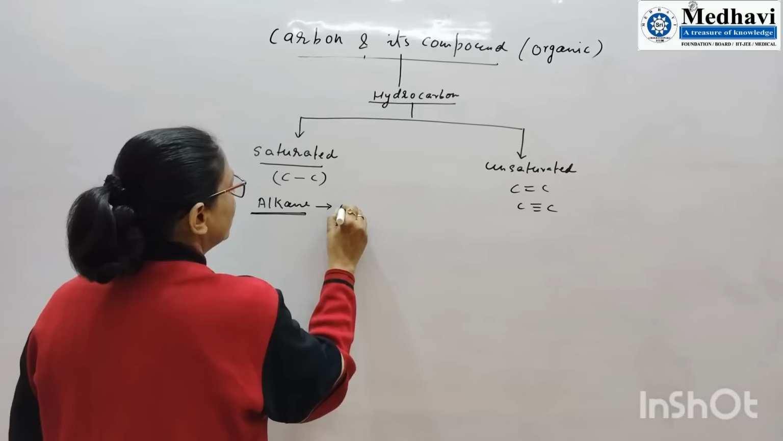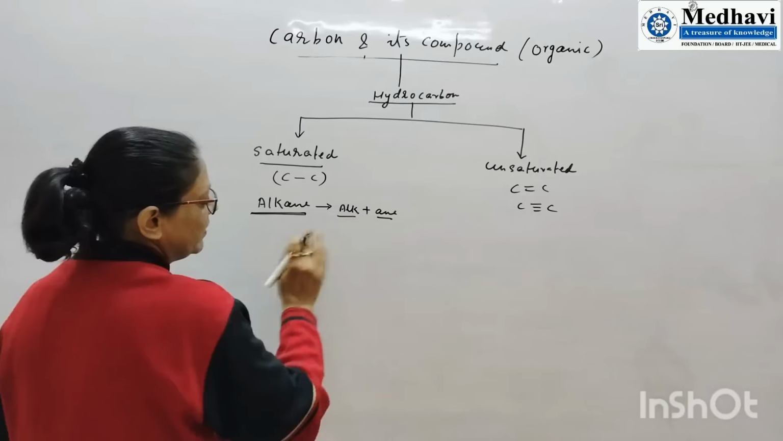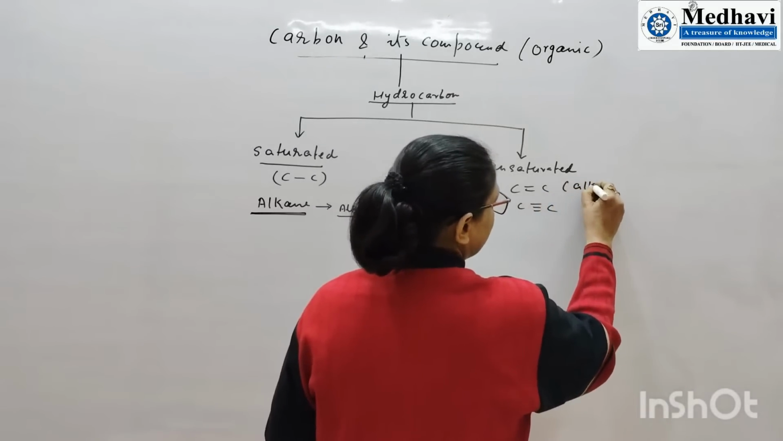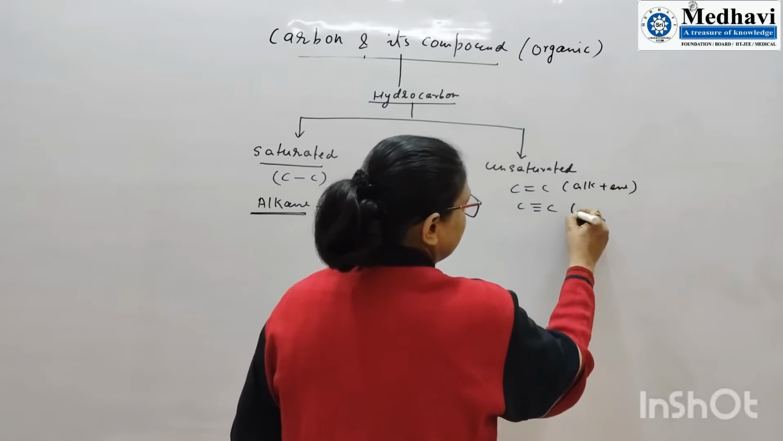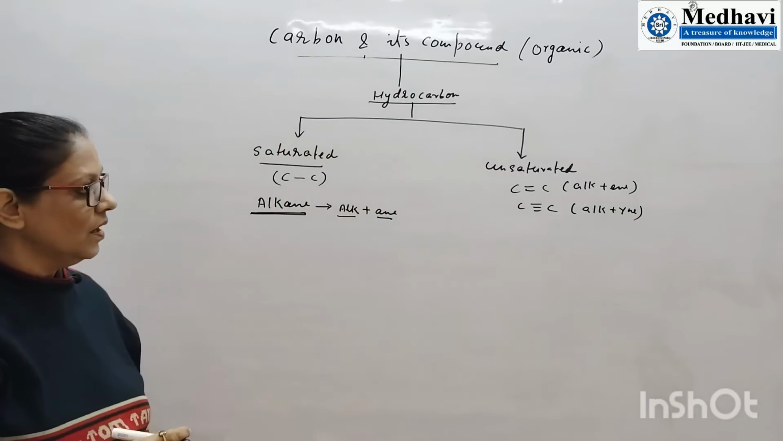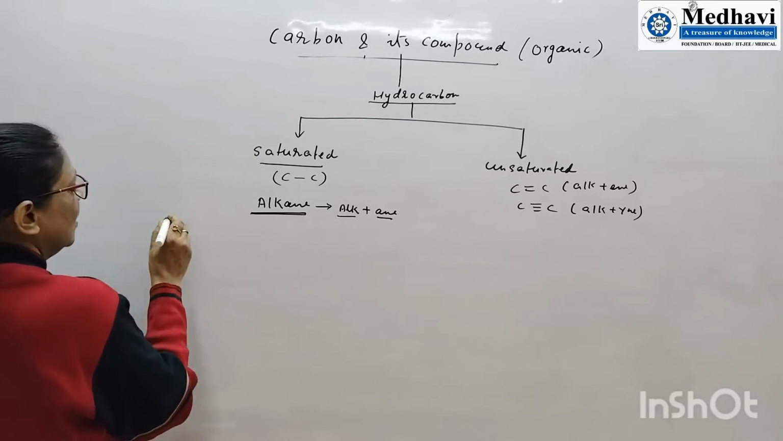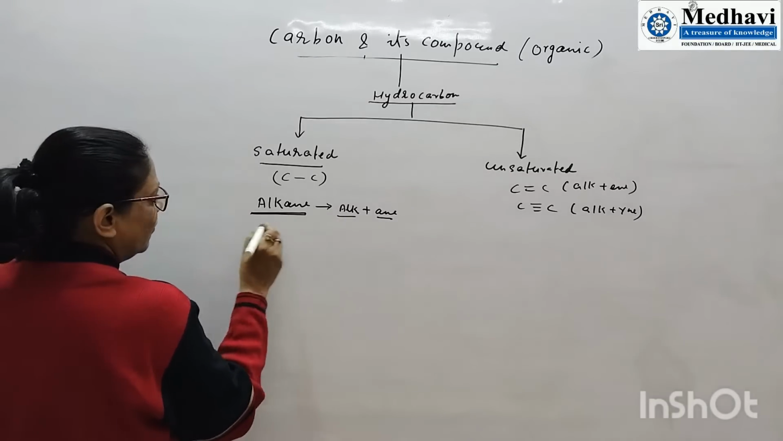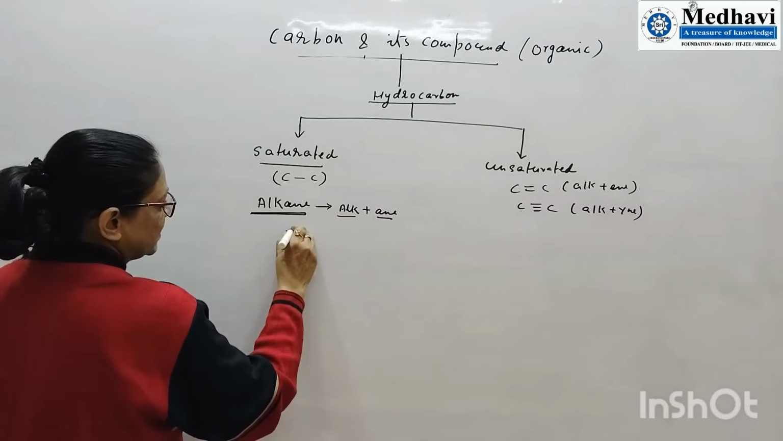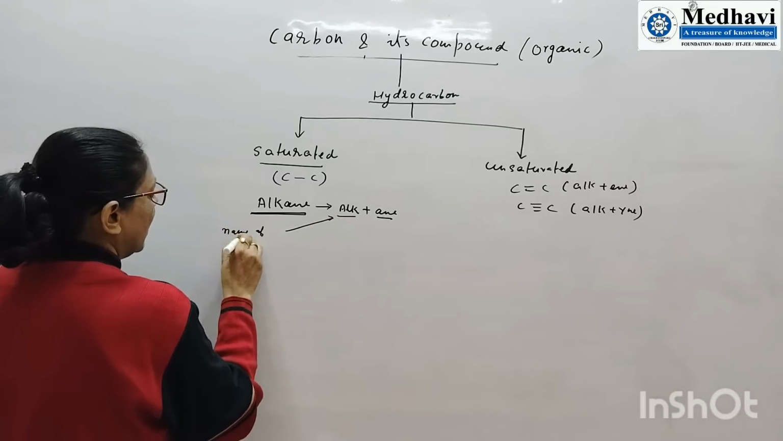It is made up of two words. First is alk and second is ane. So I will explain the actual meaning of alk and ane. Here, a double bond is called alk plus ene, that is alkene. Here, a triple bond is called alk plus yne, alkyne. So alkane, here the word alk is used for alkyl groups. It has come from the name of carbon.